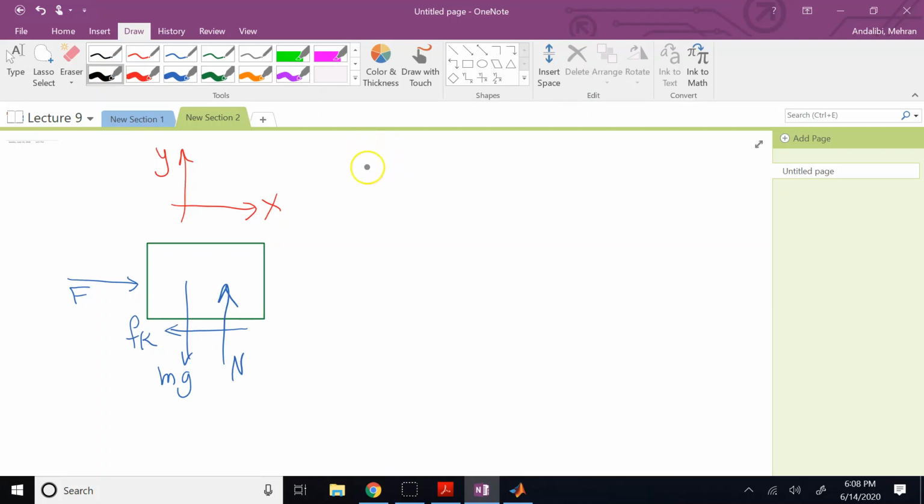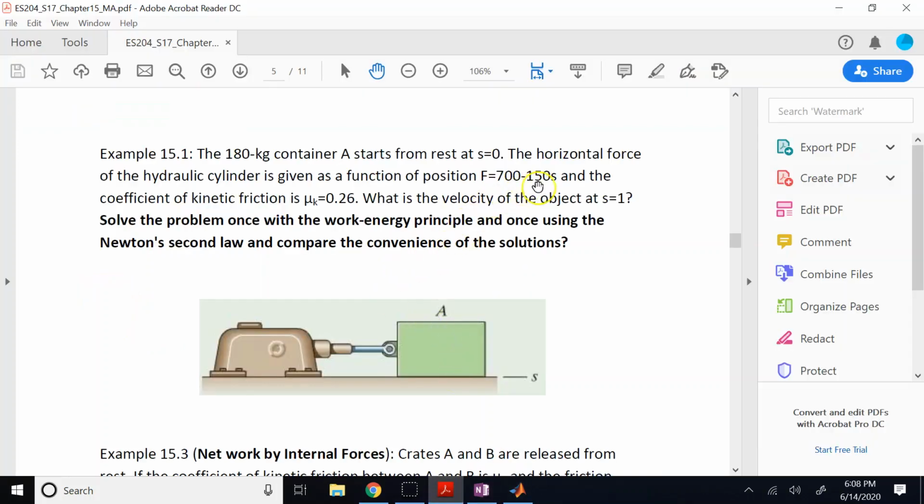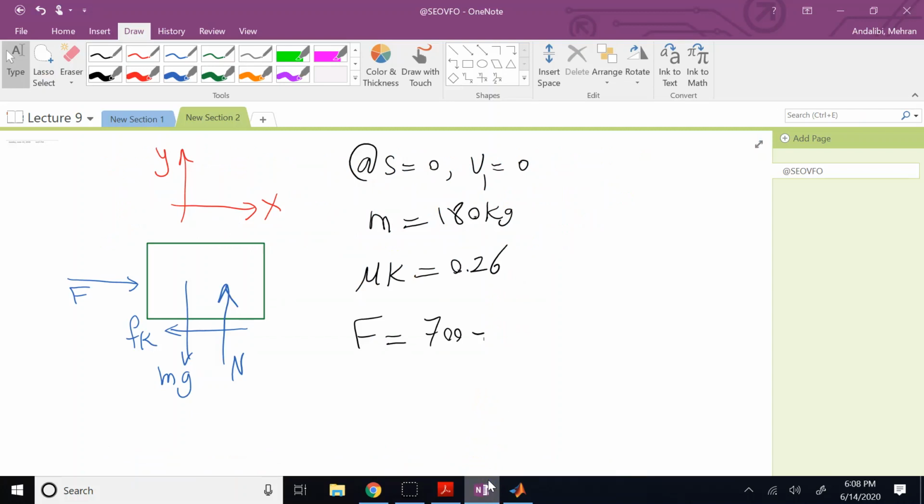So it says at S equals 0, your velocity is equal to what? 0. The mass is 180 kilogram. Mu k is 0.26. The force of the hydraulic cylinder is 700 minus 150 S. You want to know at S equal 1 meter, what is the velocity?